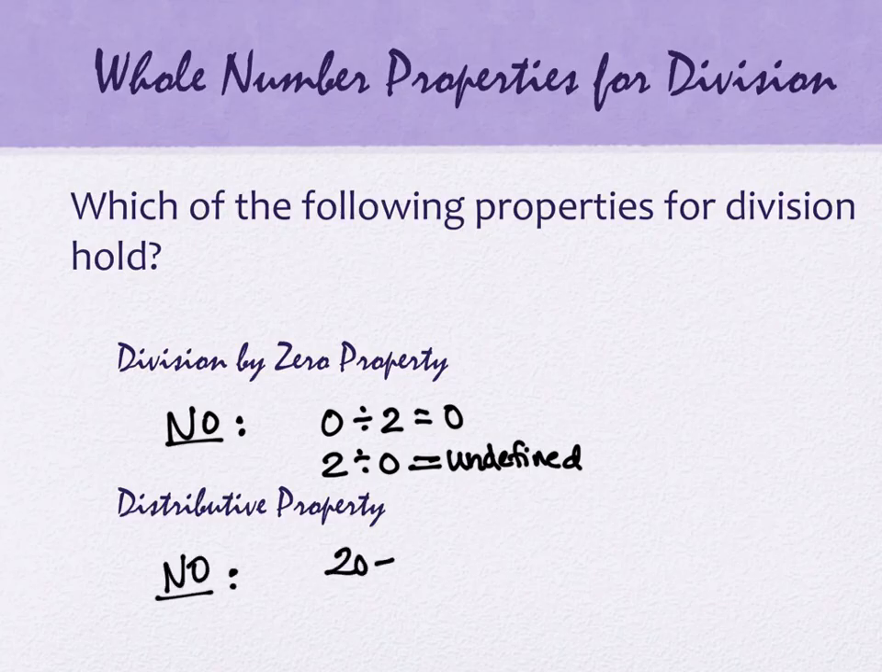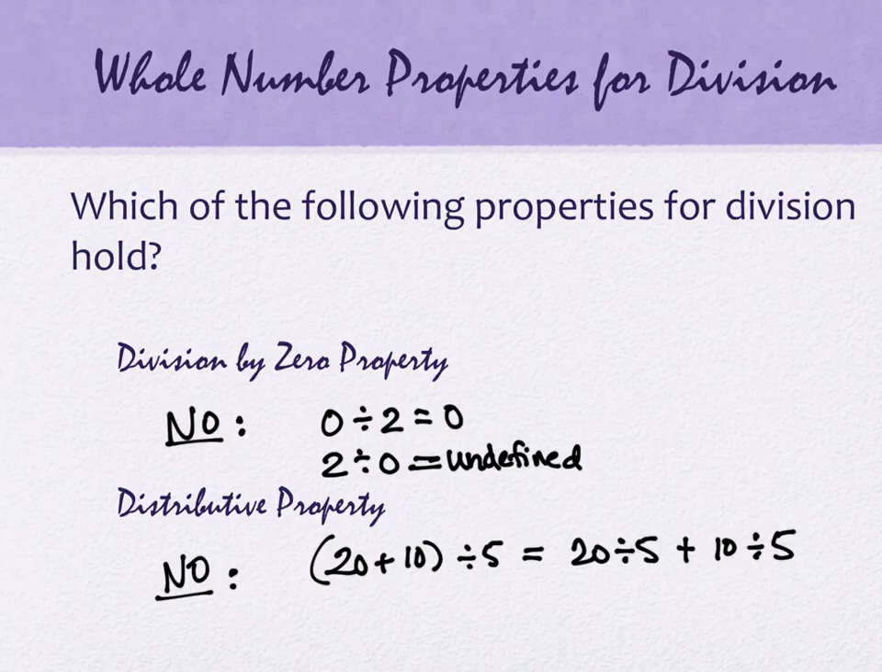So if I did 20 plus 10 and divide by 5, like this, this actually is going to equal 20 divided by 5 plus 10 divided by 5. And we'll check it to show that it works. But what's 20 plus 10? 30. And what's 30 divided by 5?